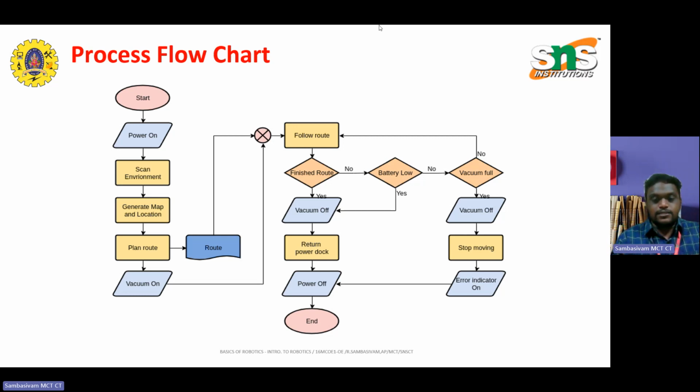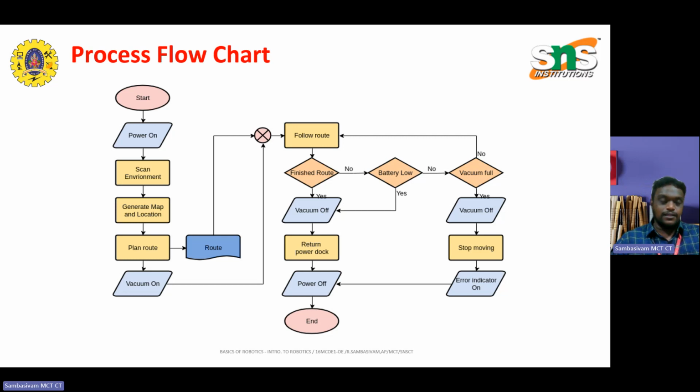As I said, there is a start-stop symbol, and there is an end. Power on is a function, then scan the environment, then generate the map and location, and plan the route. If the plan route is right, it goes directly on to the route. Whether the route is right or not is checked in a decision symbol. Once that is done, otherwise it has to return back. The route has to be clearly identified. Then follow the route. If the route is finished, yes, the vacuum is turned off. If no, the battery level has to be checked.